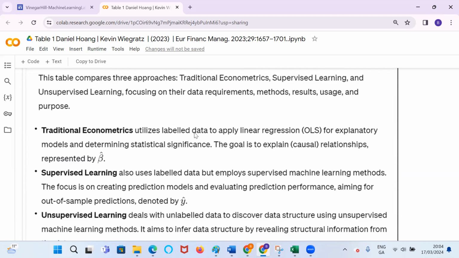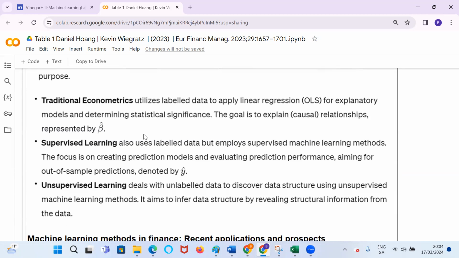Traditional econometrics utilizes labeled data to apply linear regression for OLS. And we were very often interested in the statistical significance, and the goal is to explain causal relationships represented by beta hat. Supervised learning also uses labeled data, but employs supervised machine learning methods, and it focuses on predicting models and evaluating performance, aiming for out of sample, denoted by Y hat. And unsupervised learning deals with unlabeled data to discover the data structure using unsupervised machine learning methods, and it aims to infer structure by revealing structural information from the data.